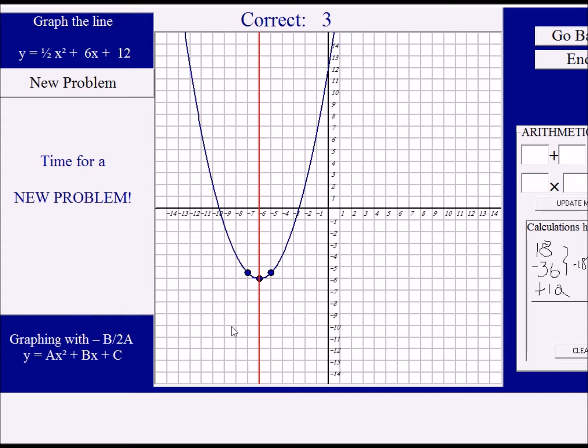Get good at graphing with minus b over 2a. You'll be glad you did. Bye.